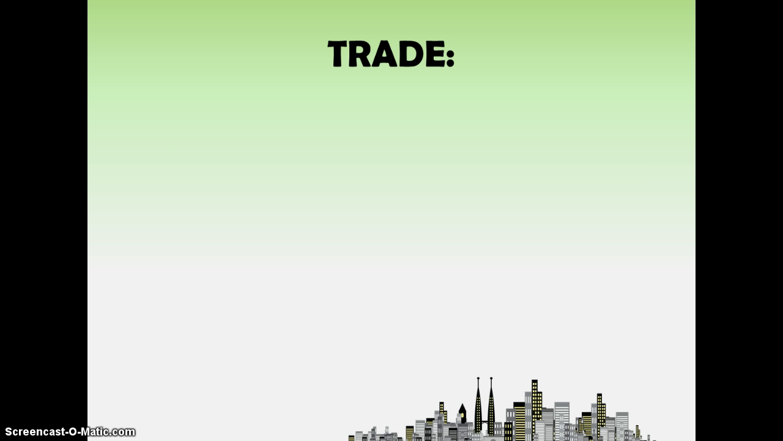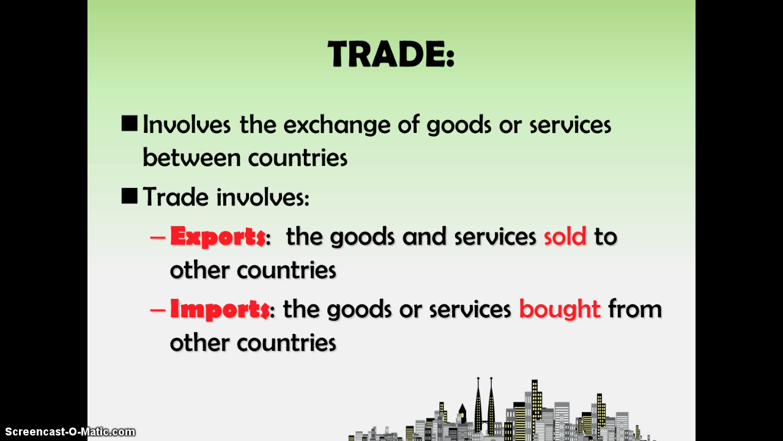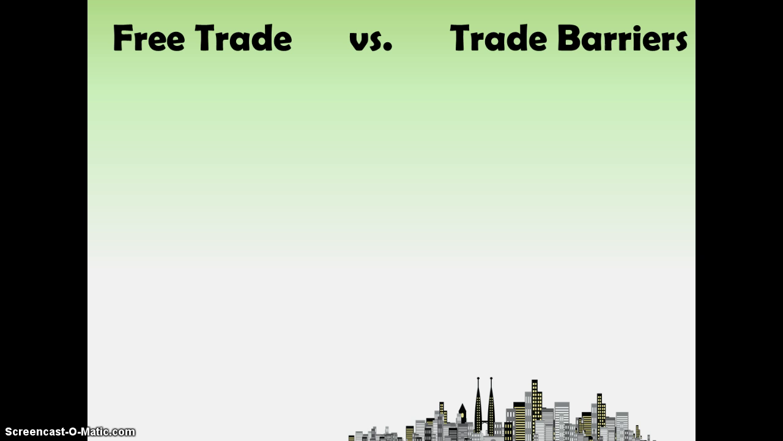Let's talk about trade. Free trade involves the exchange of goods and services between countries. You've got exports and imports. Exports are the goods and services sold to other countries, so it's something that you sell. Imports are bought from other countries, so you're bringing those items in because you're purchasing them.